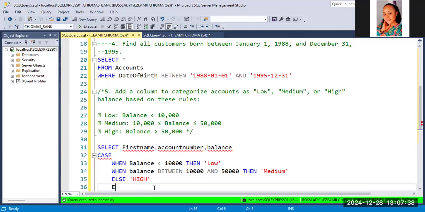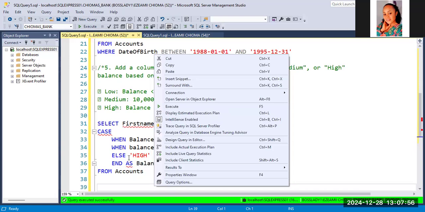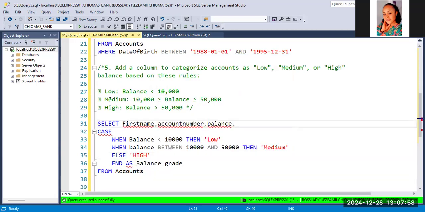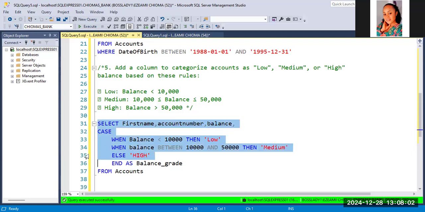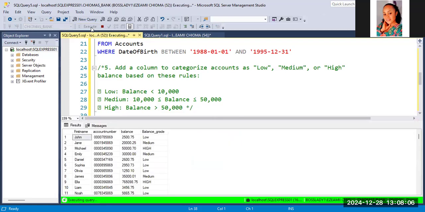Then we finish that, so we end our case statement with end as the column name you want it to be, let's say balance grade. All right. So we'll run the query.